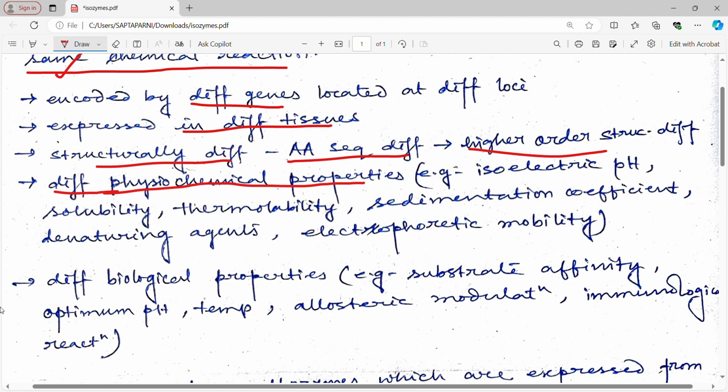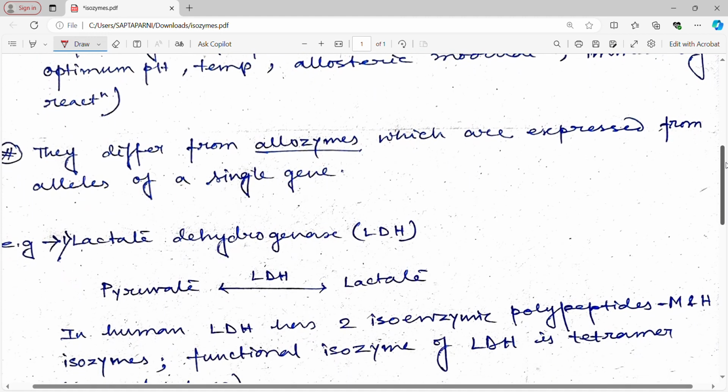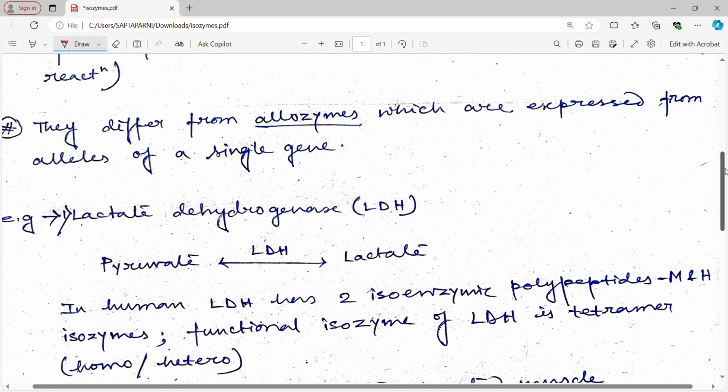And as they have different amino acid sequence and higher order structures, they also have different biological properties like different optimum pH, temperature, different kind of Km value or substrate affinity, different kind of allosteric modulation, etc. So they are different from each and every aspect, but they are similar or identical in their chemical function or their reaction. So let's take some examples of isoenzymes or isozymes.